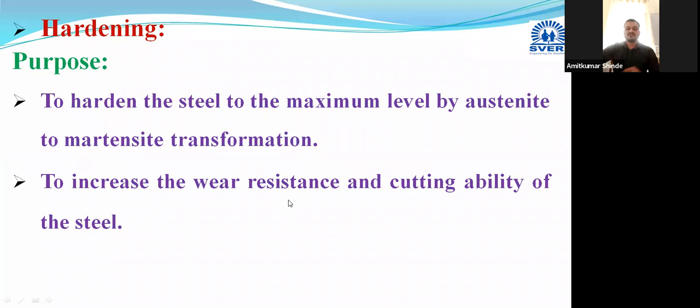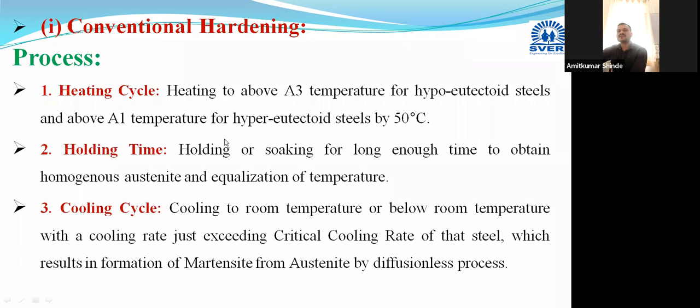Within 1 or 2 minutes, I will summarize today's session. In today's session, we have completed the hardening heat treatment process. The hardening heat treatment process is used for increasing the hardness to the maximum level by transforming austenite to martensite. Along with the increase in hardness, hardening is done to increase the wear resistance and cutting ability of the steel. Conventional hardening is done by following these 3 stages.